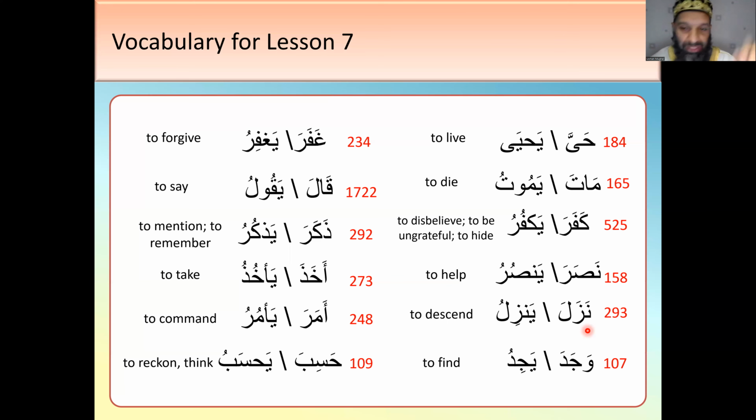Well, I'm talking about, yeah, the rain, you call that barish, right? But okay, I'll leave it. Right? So look, inna anzalnahu fi lailatul qadr. We sent it down. Yeah, right? In the night of Laylatul Qadr. So nazala means to descend. And the last one, wajada. Wajada means to find, a weak verb. Wajada, yajidu means to find.